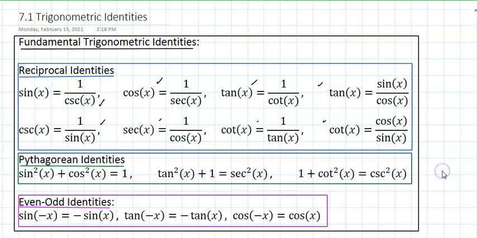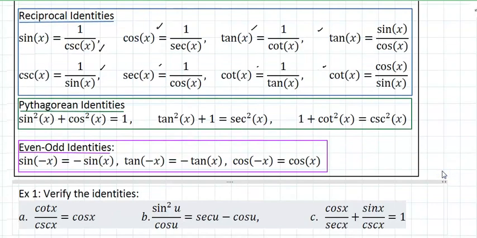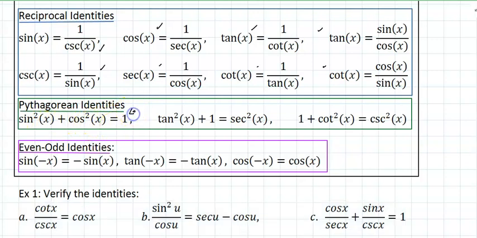Now, Pythagorean identities are going to be key. Sine squared of an angle plus cosine squared of an angle equal 1. If I divide this equation by cosine squared, sine squared over cosine squared is tangent squared, cosine squared over cosine squared is 1, and 1 over cosine squared is secant squared.